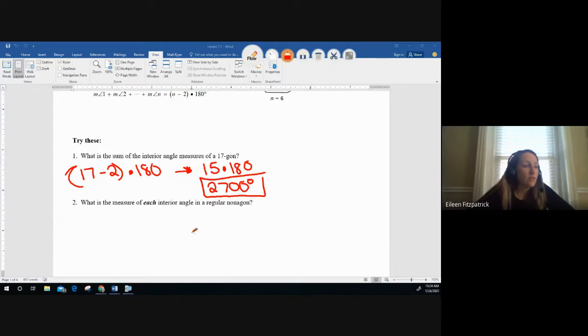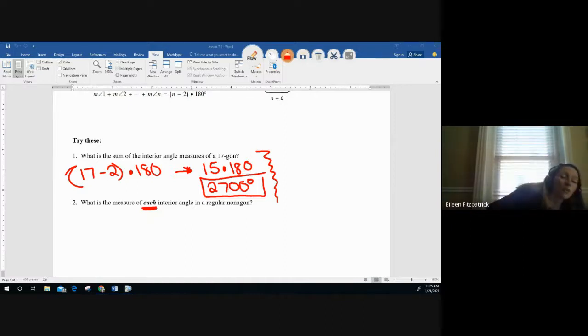Okay. Well, what do you think we need to do if we want to know what each interior angle measures? All right. This is talking about a nonagon. But let's actually think about the 17-gon for a second. If there are 17 angles and all of them add up to 2,700, let's pretend that that figure is regular, meaning that all the angles are congruent to each other. What would you have to do to figure out what the measure of each angle is? If they're all the same, there's 17 of them, and we know it adds up to 2,700. You would divide by 17.